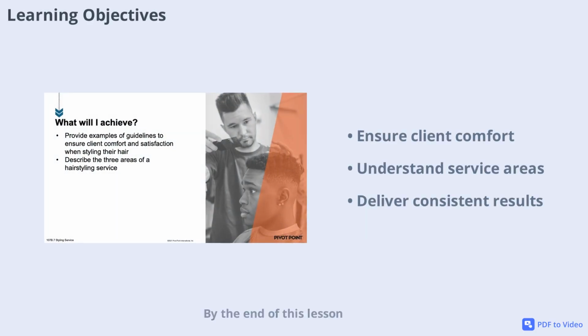By the end of this lesson, you'll be able to provide clear examples of guidelines that ensure client comfort and satisfaction during hairstyling. You'll also be able to describe the three main areas of a hairstyling service: preparation, procedure, and completion. These objectives will help you structure your approach and deliver consistent, high-quality results every time. Let's break down each area and see how they contribute to a seamless styling experience.